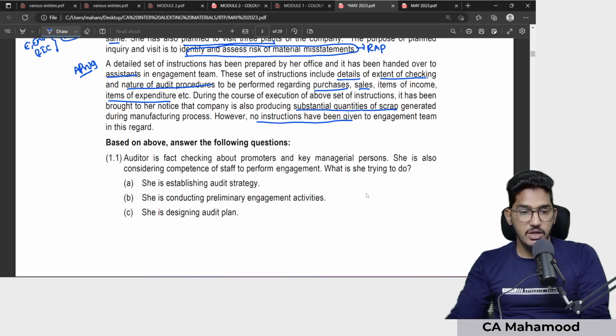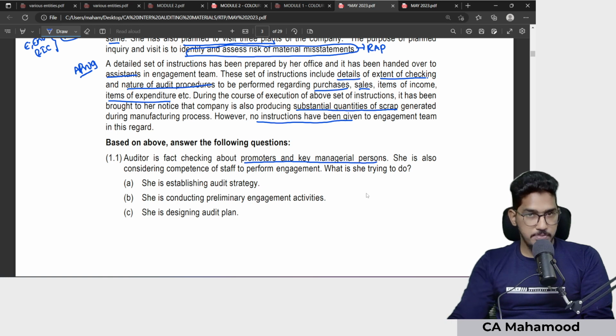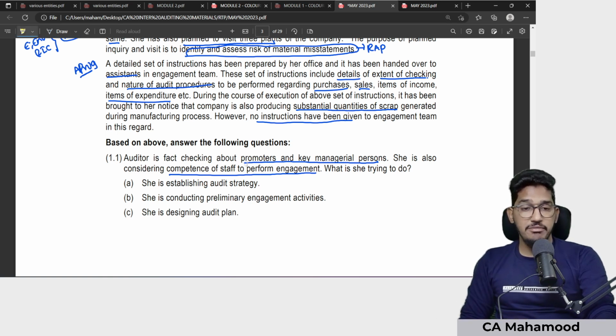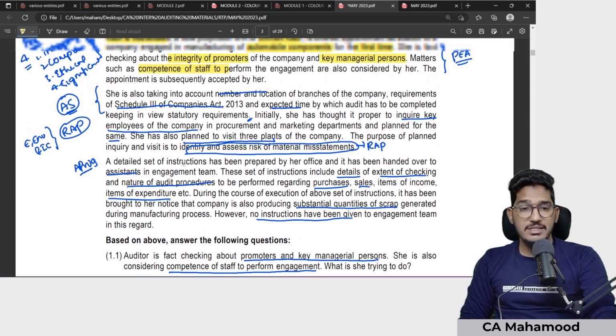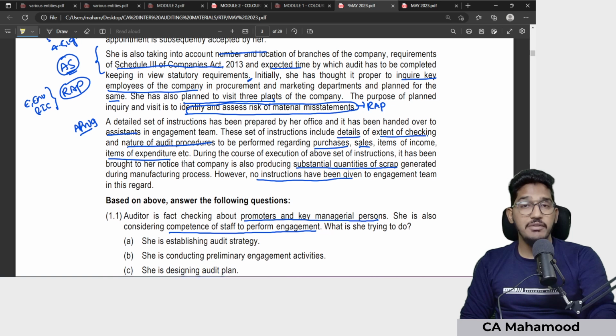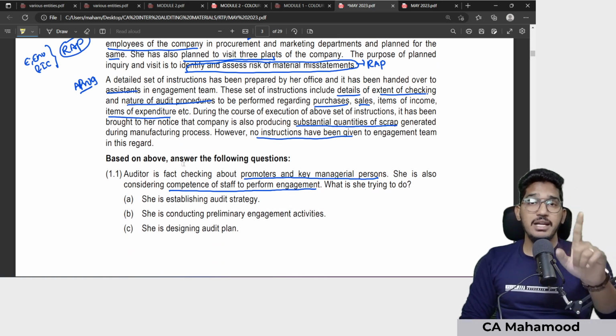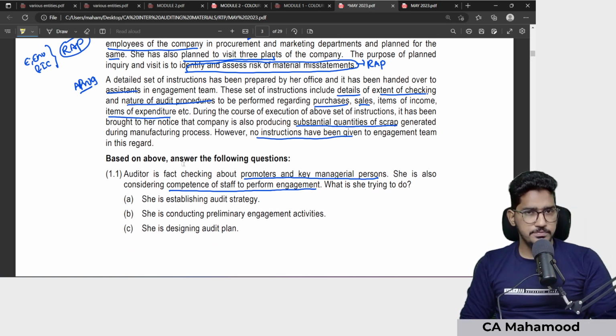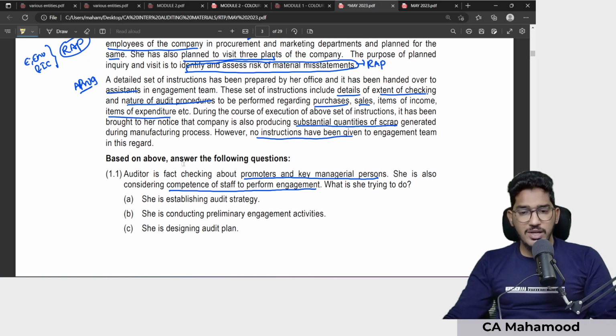First one, question number 1. The auditor is fact checking about the promoters and key managerial persons. She is also considering competence of the staff to perform the engagement. What is she trying to do? I've already told you in the first paragraph, as we have seen, she is trying to understand integrity of the promoters. She is also checking competence of the staff. So which activity is she trying to perform? Preliminary engagement activity. That is the answer.